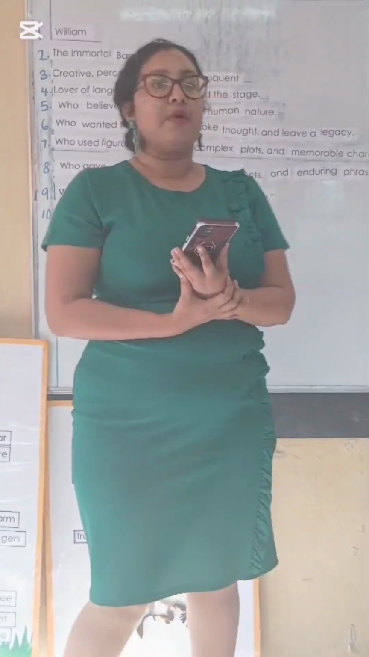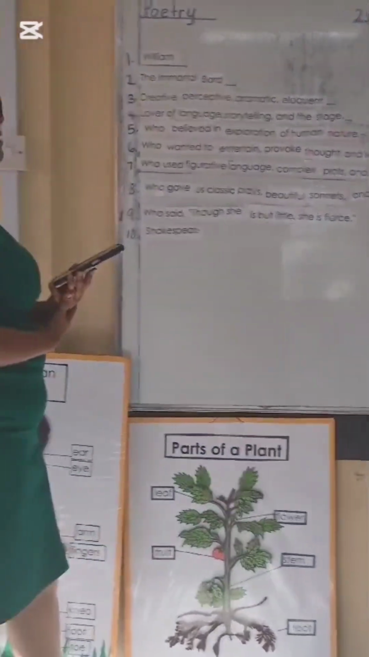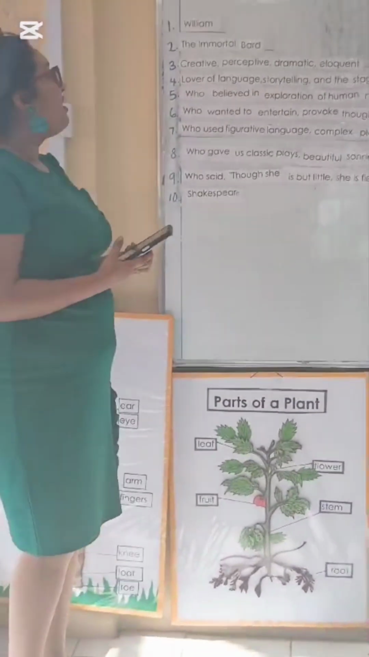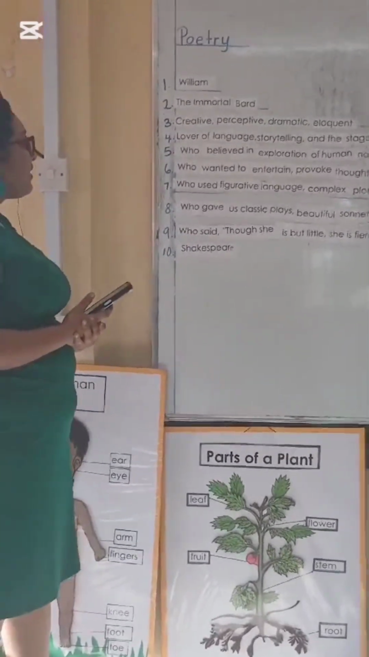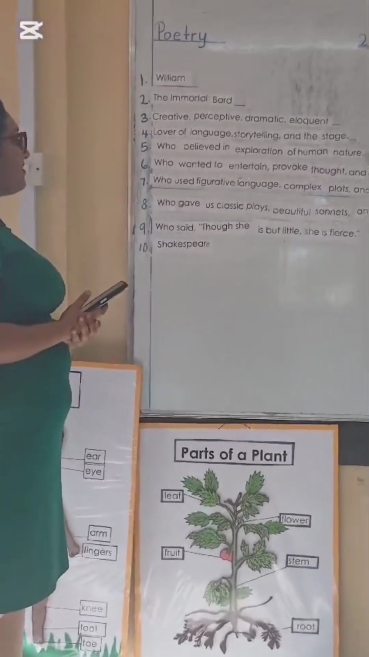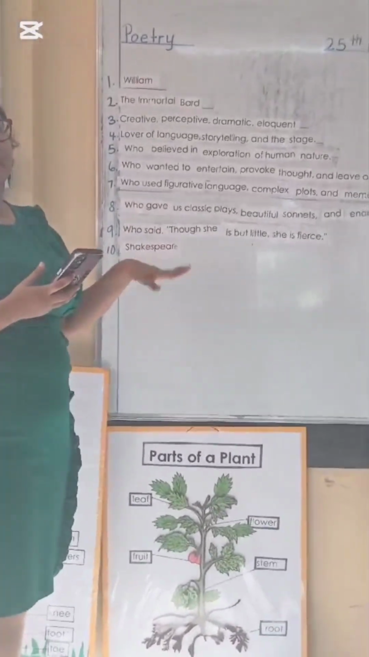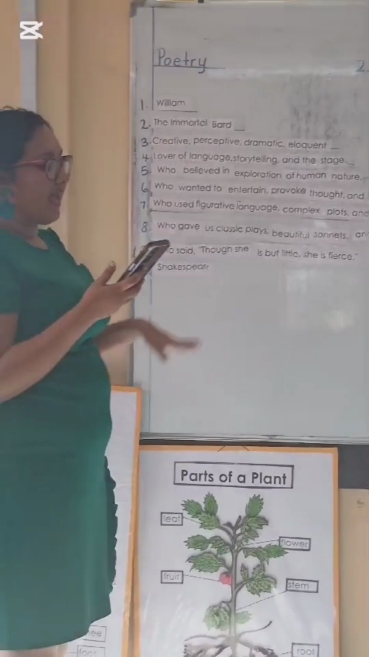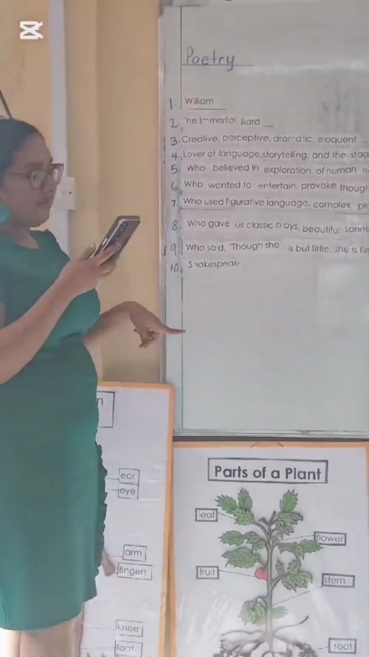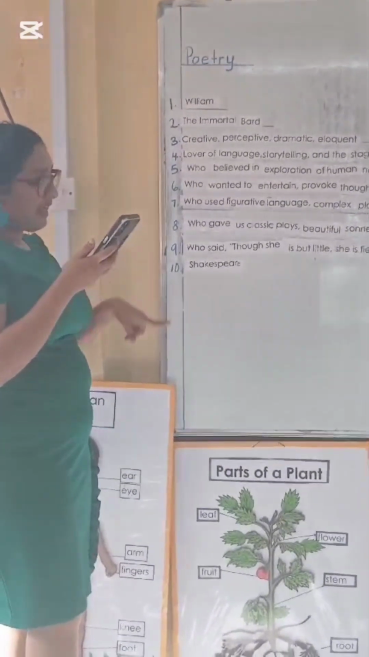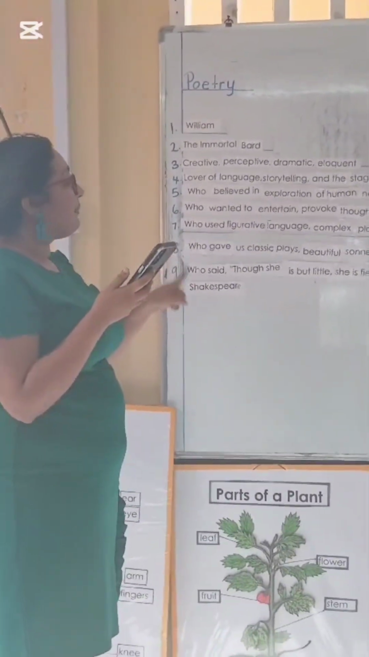Format for a bio-poem. So let us go through this poem line by line. A bio-poem consists of 10 lines. So I have line 1, line 2, line 3, line 4, line 5, 6, 7, 8, 9, and 10. So let us look at what line 1 has. Line 1 has William, right? It has the first name. Line 2 is the title. The title of the poem is The Immortal Bard.